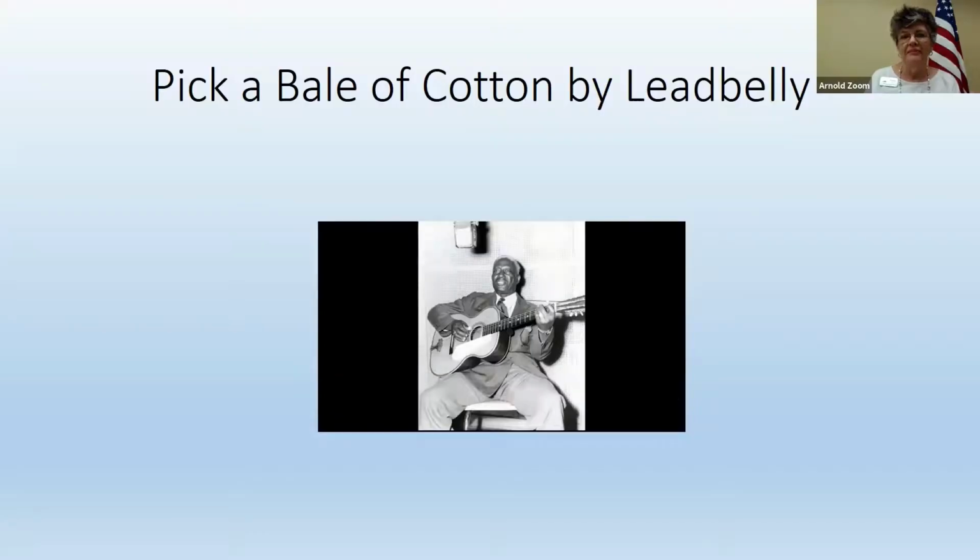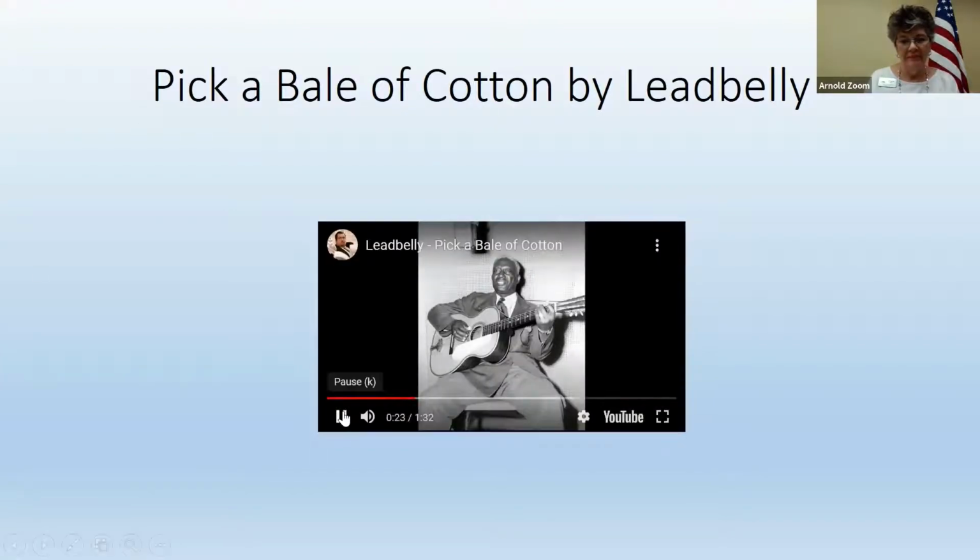Can pick a bale a day. Well, me and my gal can pick a bale of cotton. I mean, my gal can pick a bale a day.